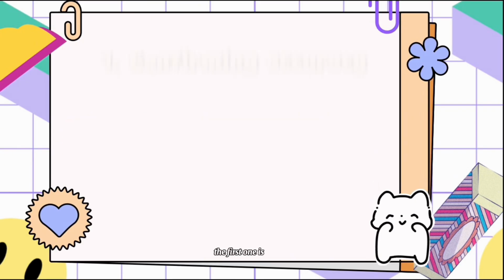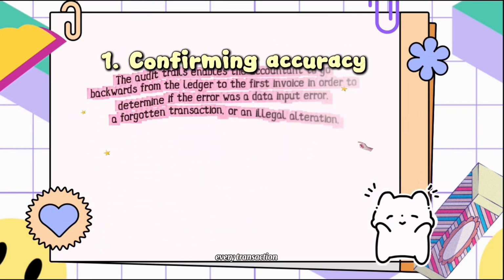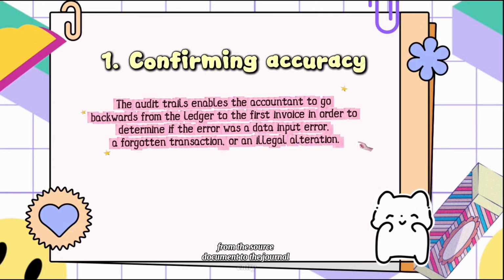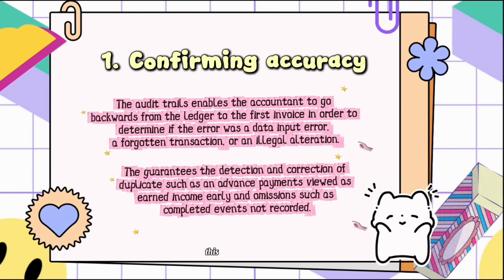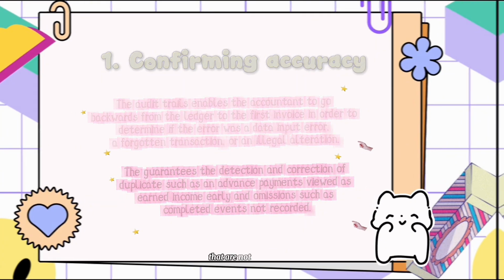The first one is confirming accuracy. Every transaction from the source document to the journal entry and the general ledger is connected by a properly organized audit path. In the Sunrise scenario, the audit trail enables the accountant to go backwards from the ledger to the first invoice in order to determine if the error was a data input error, a forgotten transaction, or an illegal alteration. This will guarantee the detection and correction of duplicates, such as an advance payment viewed as earned income too early, and omissions, such as completed events that are not recorded.